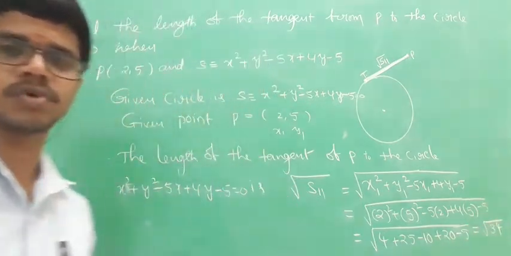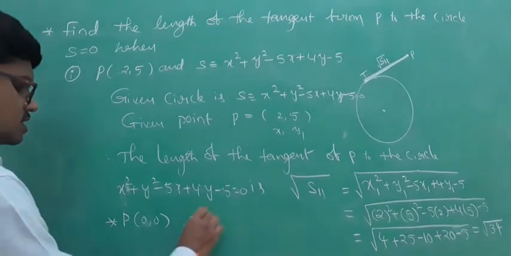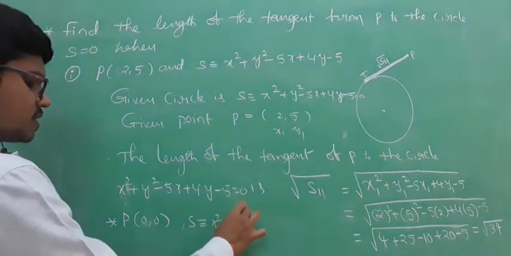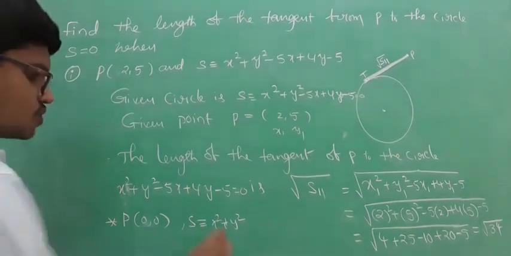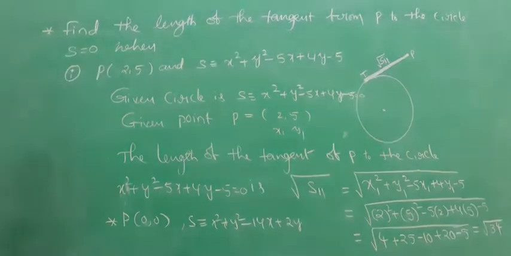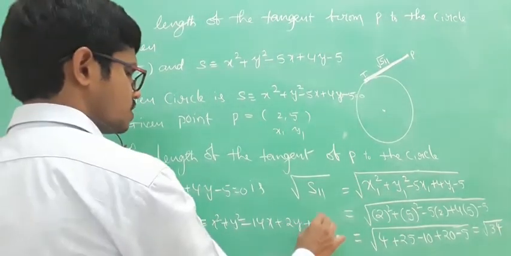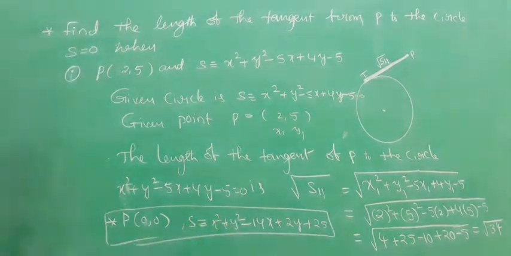Root 34. Okay. In the same way, we have to find when the point is (0, 0) and the circle equation is x square plus y square minus 14x plus 2y plus 25. We have to solve this. Okay.